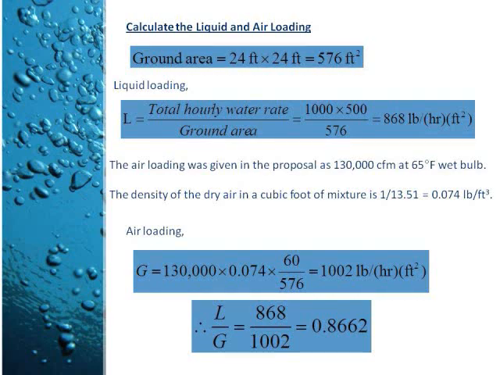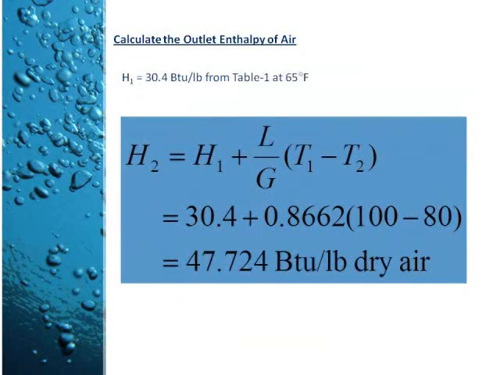Next parameter to be used is the outlet enthalpy of air. The outlet enthalpy of air is just equal to the saturation enthalpy plus the product of the L/G ratio multiplied to the difference between the hot water temperature and the cold water temperature.